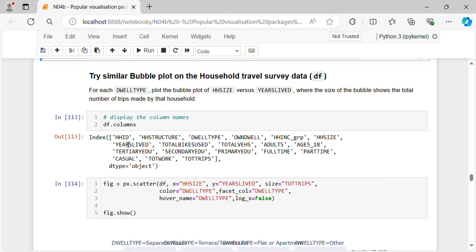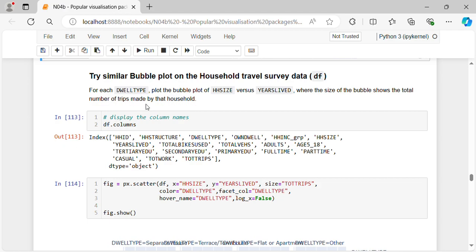It has household ID, household structure, dwell type, on dwell, household INC group, household size, years lived, total bikes used, total VEHS, adults, age 5 to 18, tertiary education, secondary education, primary education, full-time, part-time, casual, total work, total trips.